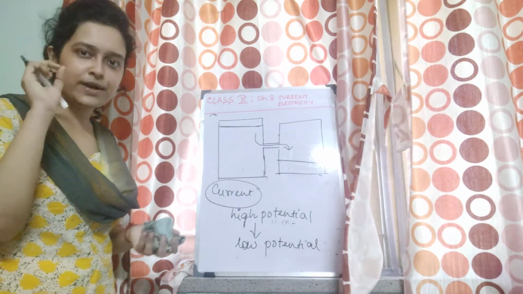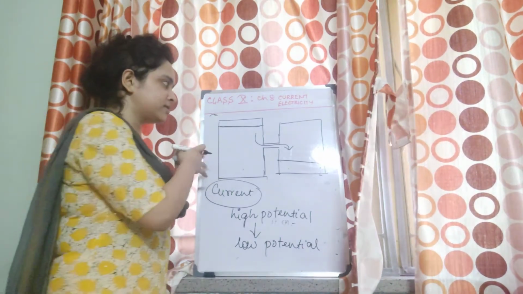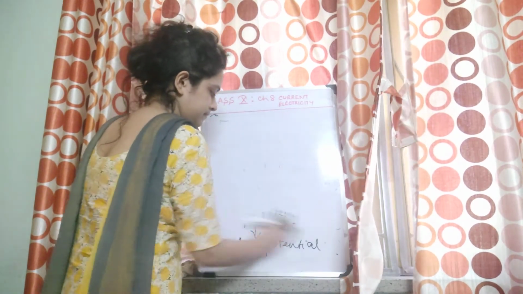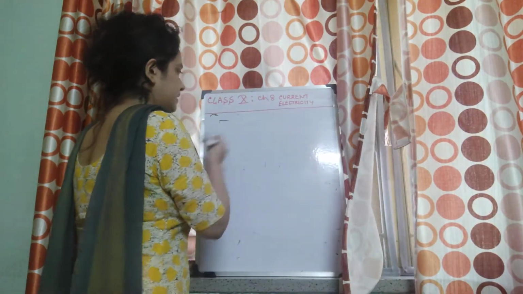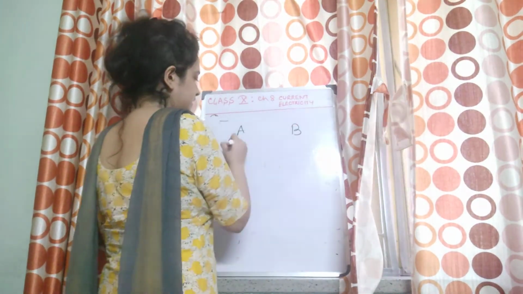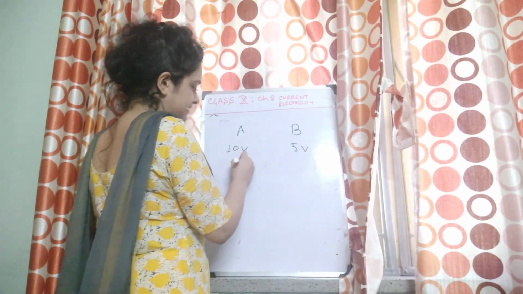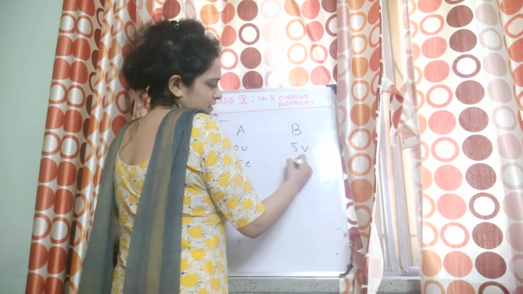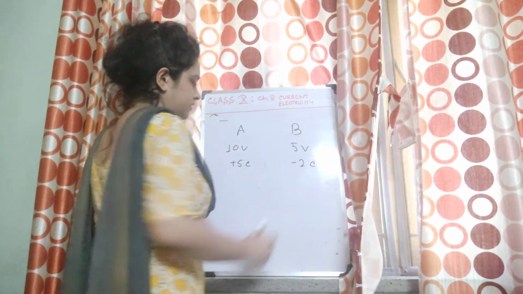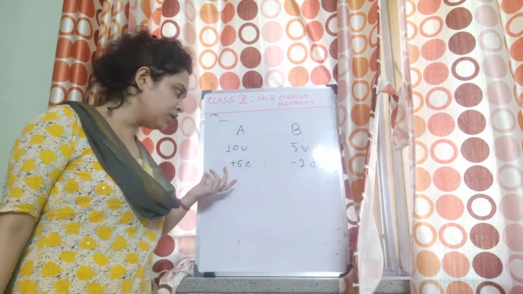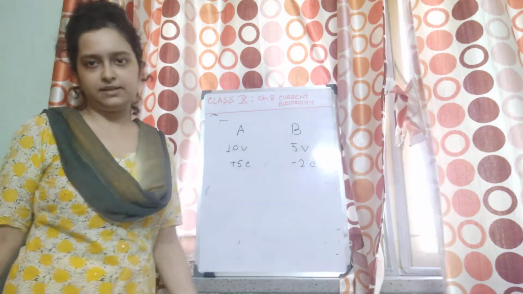Okay, we have done few examples in class 9 also, where you had A, B, 10 volt, 5 volt, and say plus 5 coulomb and say minus 2 coulomb. What is the direction of flow of electron, what is the direction of flow of current? Okay.